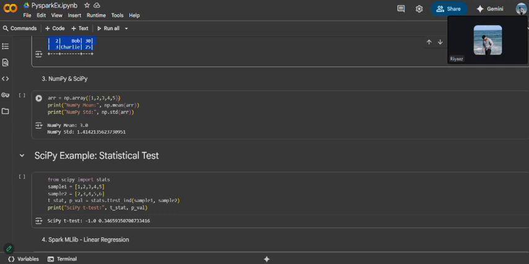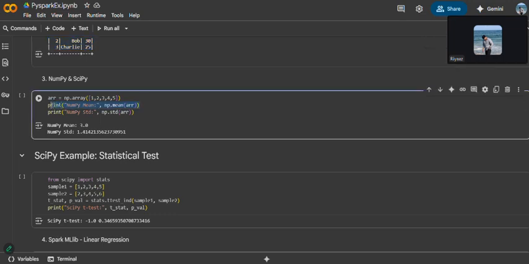Now we are going to see about NumPy and SciPy. Actually, NumPy is for numerical data. First, we give an array as 1, 2, 3, 4, 5, and we find the mean. So it adds all the values and divides by the total number of values. That's why we are getting the mean value, and it also finds the standard deviation.